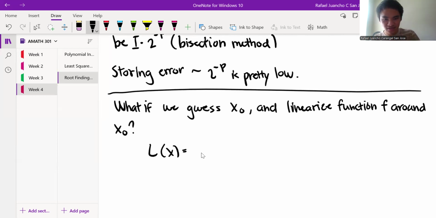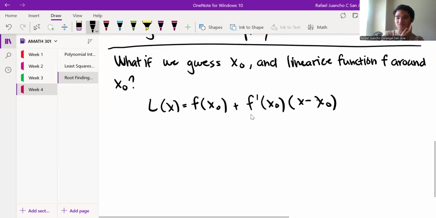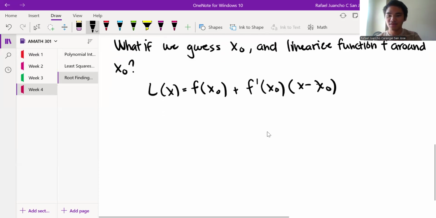So let's do that. Let's make our line. This is a function, L of x. We plug in our x naught to our function. We add it to its derivative, so a calculus thing, times x minus x naught. So here you can see this is a line. This is a line function. And then from there, we can find the root, right?